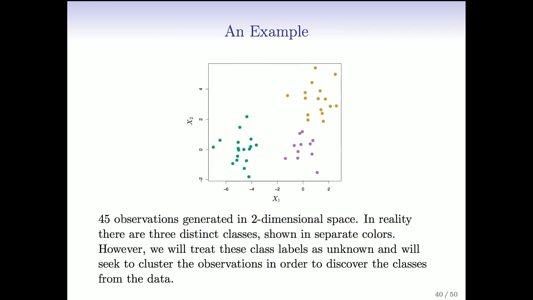So here's another example. There are 45 observations, again in 2 dimensions. And in reality here, we've imagined there are 3 classes. So I've colored them as such, green, purple, and gold. But we're not going to use these class labels in the clustering. We want to see, after we do the clustering, where these points end up.